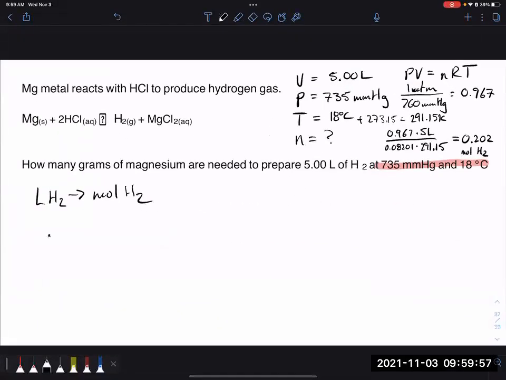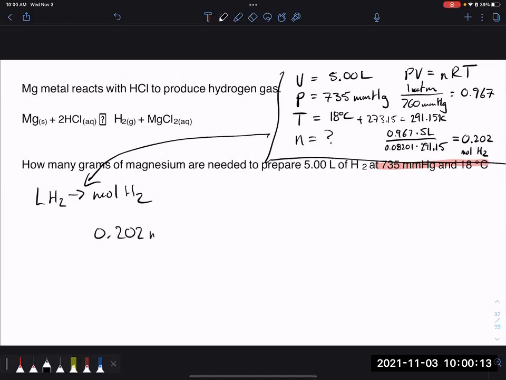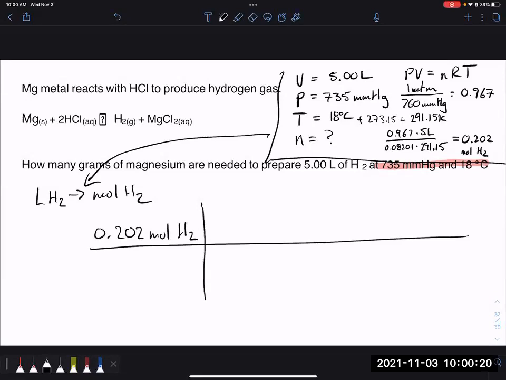So now we have, so this, everything up here was to do this conversion. So now we have 0.202 moles of H2. You can set up the rest of the stoichiometry. We want magnesium metal, or how much magnesium. So we have a 1-to-1, thankfully.